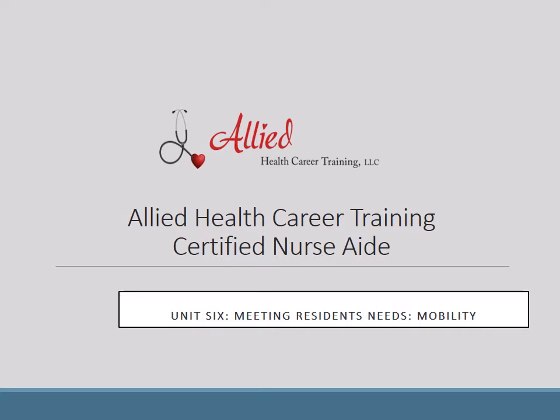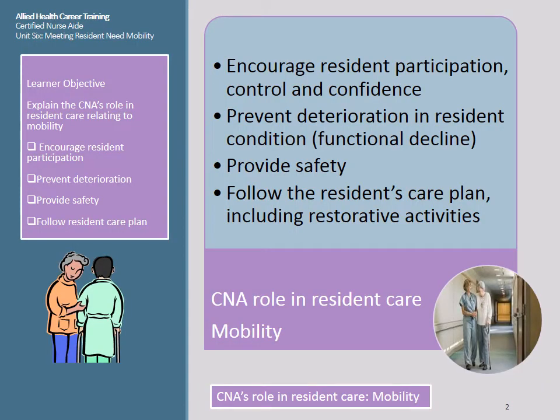Welcome back. Today we're going to talk about Unit 6, Meeting the Resident's Need for Mobility. We're going to talk about the CNA's role in residents' care related to mobility. We need to encourage residents to participate with control and confidence in their mobility. This is extremely important. It promotes independence and also gives the residents self-worth when they are able to do things for themselves. We also need to prevent deterioration in a resident's condition, which is also called functional decline.